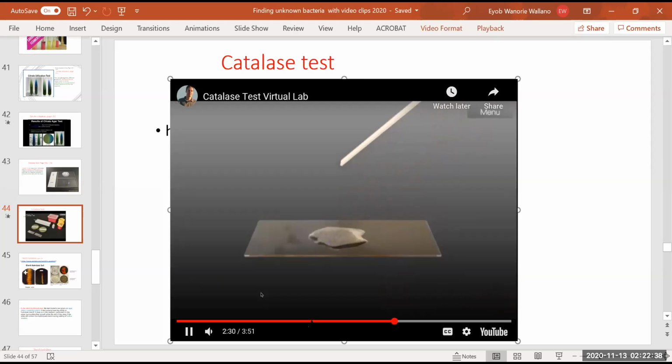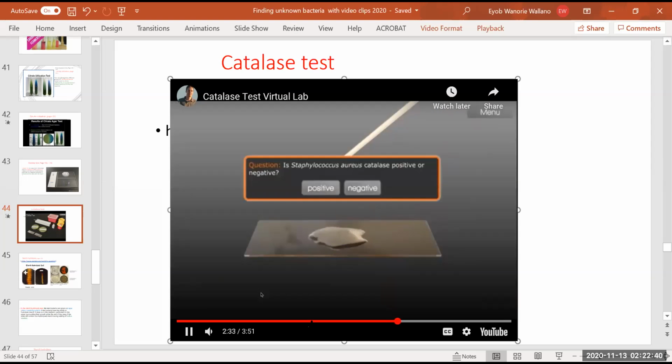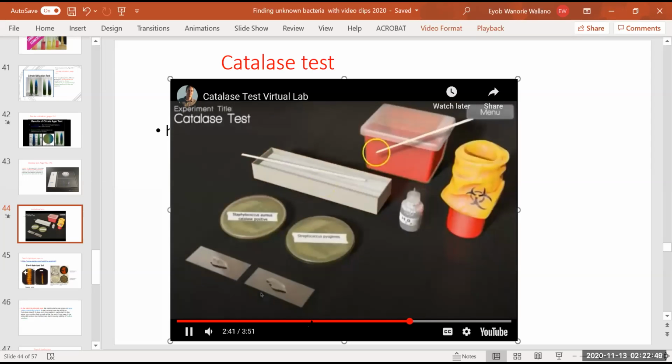Stir, stir, stir, and pay attention to the bubbles. What do the bubbles mean? That means we have a positive reaction. Remember, we want to make sure we dispose of this in the correct biohazard disposal container. Okay, so Staphylococcus aureus is catalase positive.